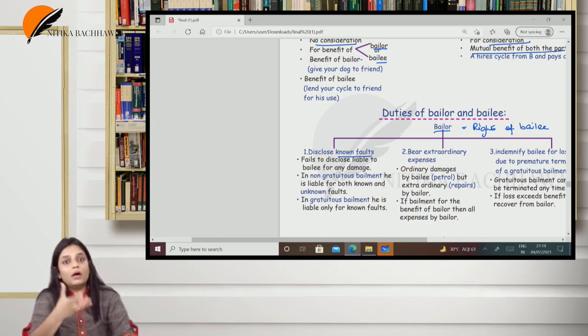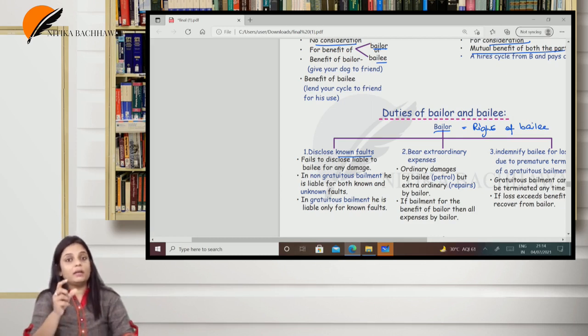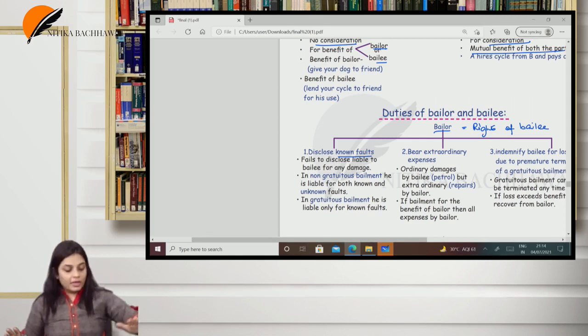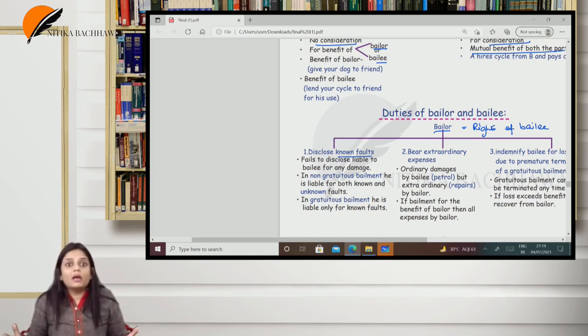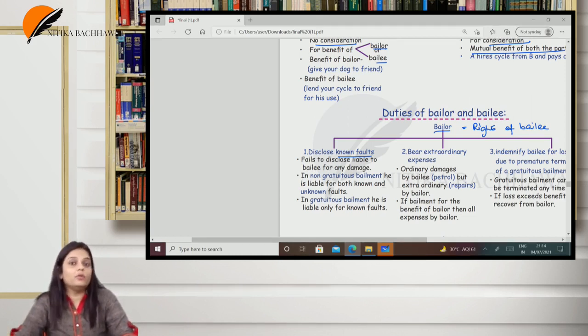So if the bailment is a gratuitous bailment, that is, it's not for consideration, then the bailor is only liable for the faults that he was aware of. But if it is a non-gratuitous bailment, I am paying you money for it. You are responsible for your goods. Any defect, I did not know, I don't care, you did not know. It was your duty to know. You are responsible for both known and unknown faults. Because I am paying you money for it, you are responsible for your goods. So if there are any defects in your goods, it's your duty to know about them.